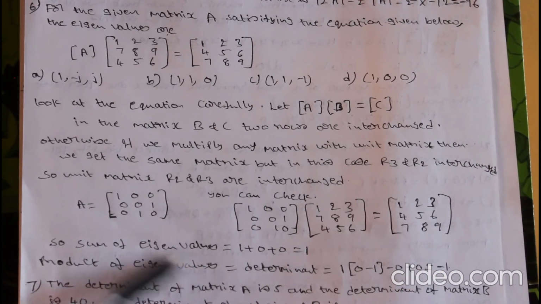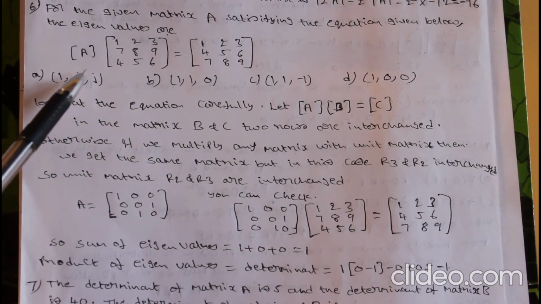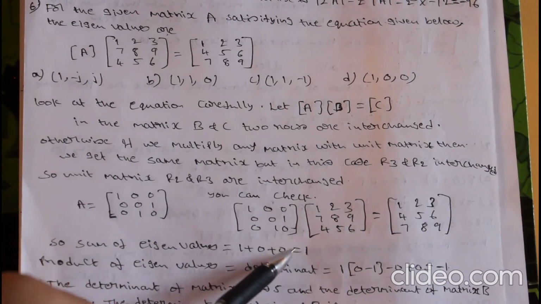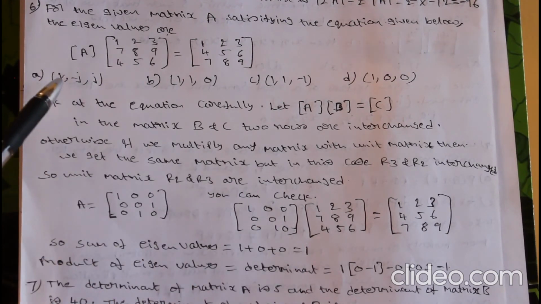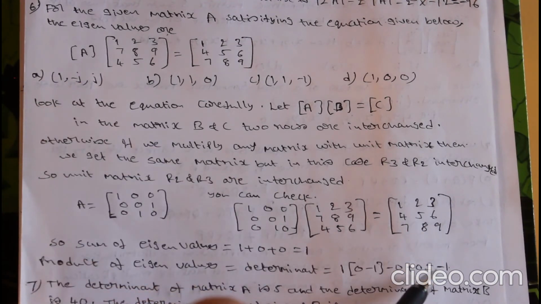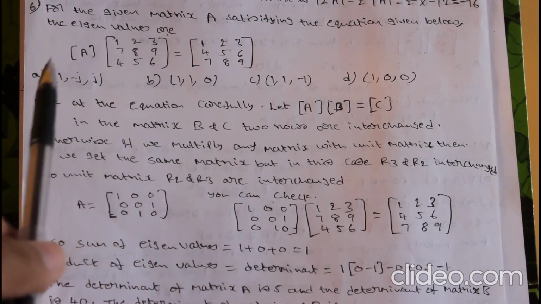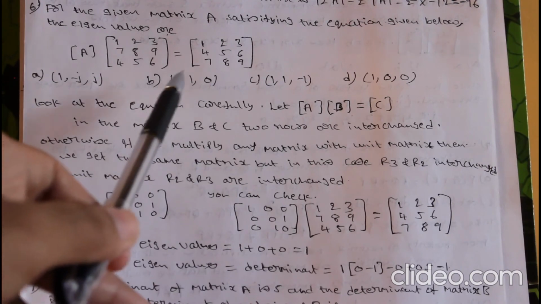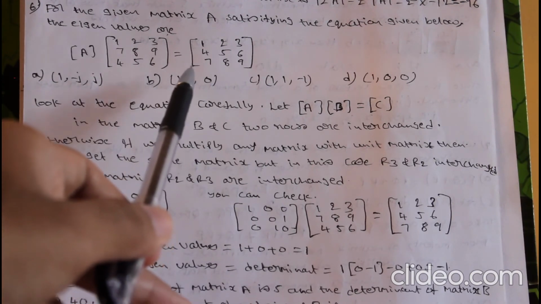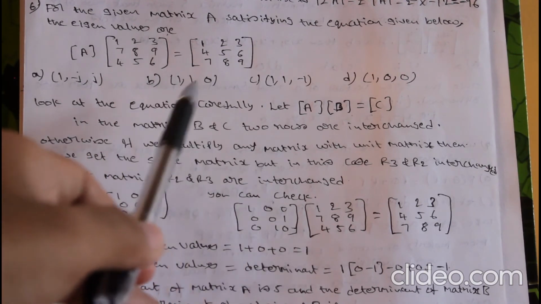Look at the given options. Option A: 1, minus j, plus j. So the sum, with minus j cancelled, is 1, so the first point is satisfied. The product of the eigenvalues is 1 into minus j into j, so minus j square, which is here minus 1, so point B is not satisfied by option A. Look at option B: 1 plus 1 plus 0, so 2. Point 1 is not satisfied, so it is eliminated.